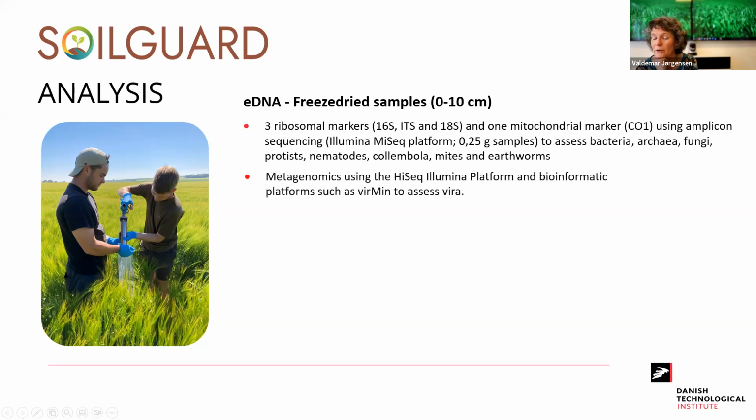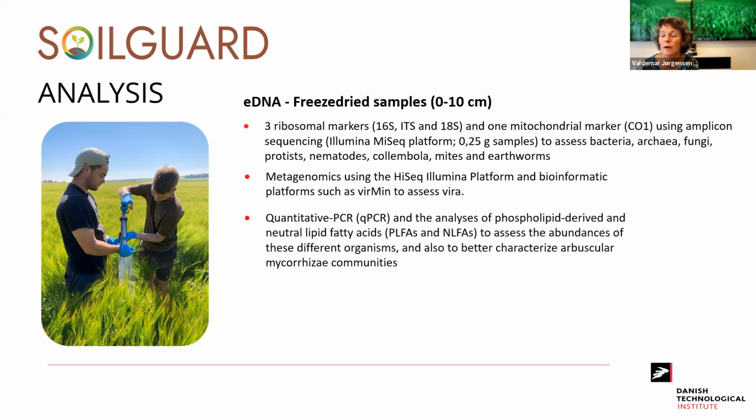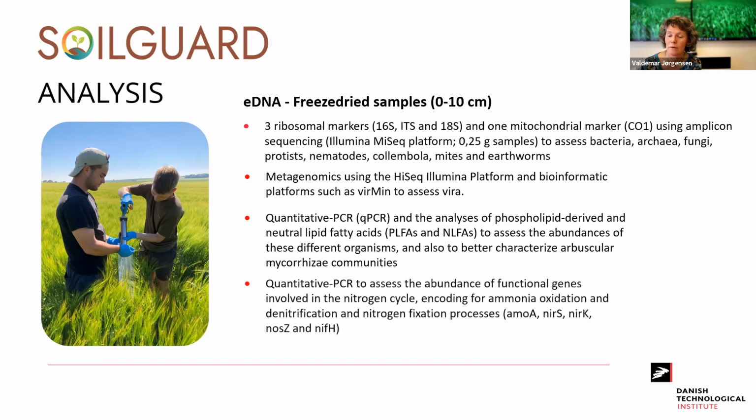For the viruses, we are using the shotgun method. And to assess the abundance of these different organisms, as well as the mycorrhiza communities, we are using quantitative PCR, as well as neutral and phospholipid-derived fatty acids. And finally, we will look at the nitrogen cycle, again using quantitative PCR to assess the abundance of these functional genes.